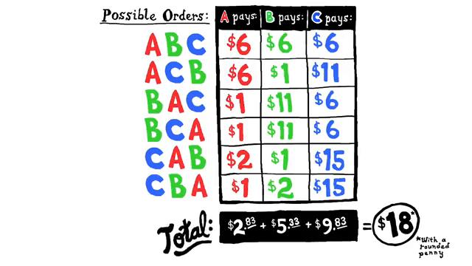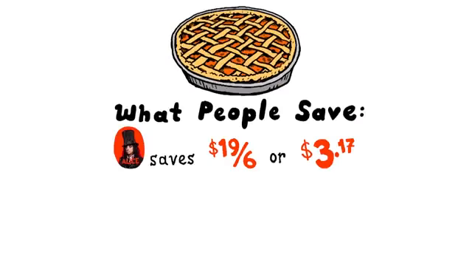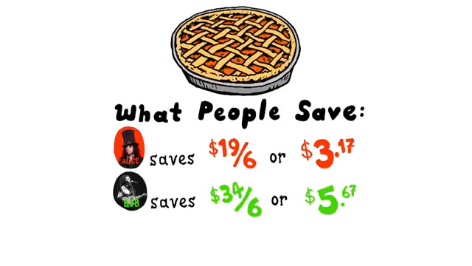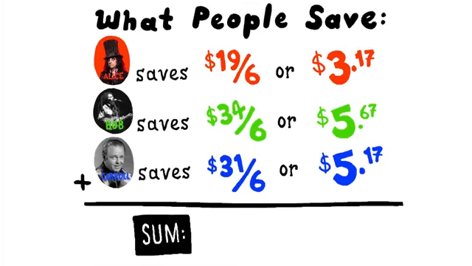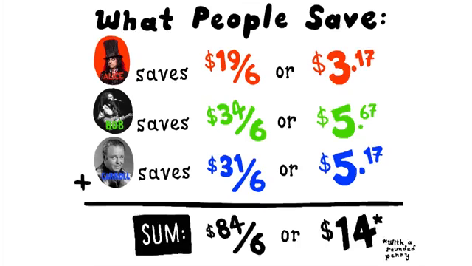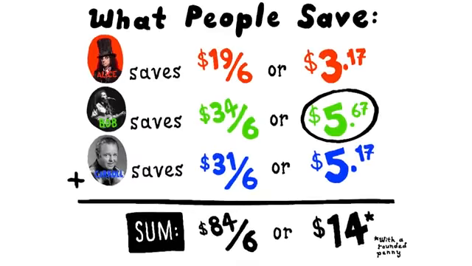If we think of things in terms of the pie, and that's the way I like to do it, Alice saves 3 1/6, Bob saves 5 2/3, and Carol saves 5 1/6. The sum of the savings is 84 over 6, which is $14, the same as the pie. Note that Bob saves more than Alice or Carol. That's because adding Bob to the cab is what creates the most pie.